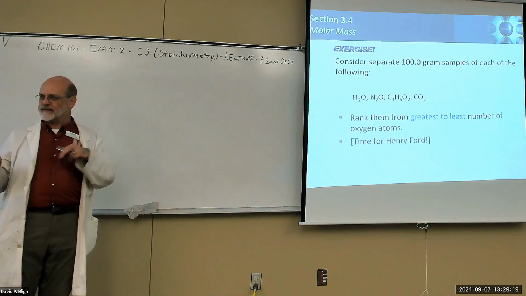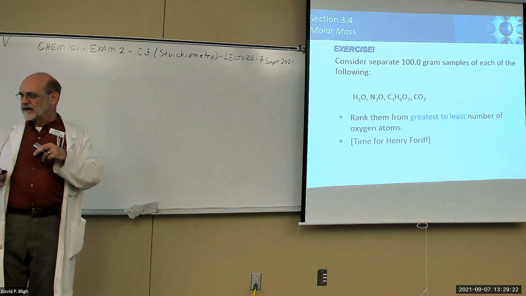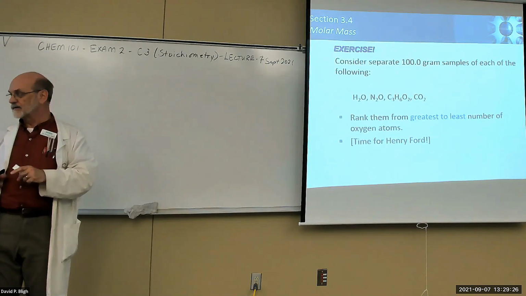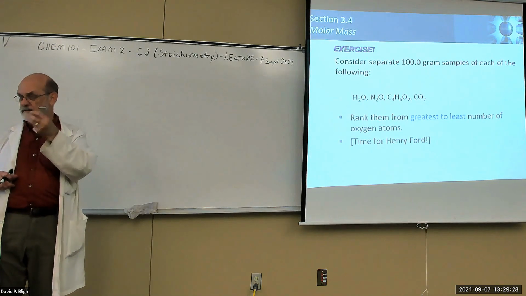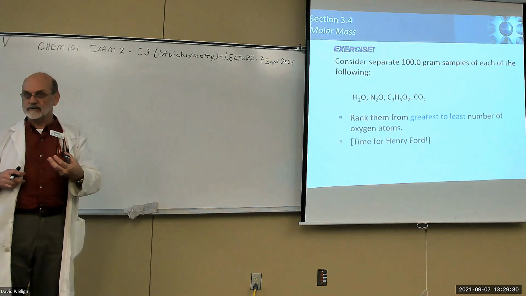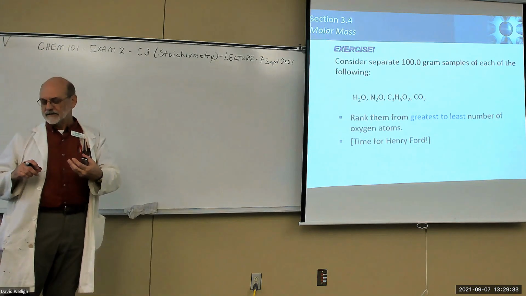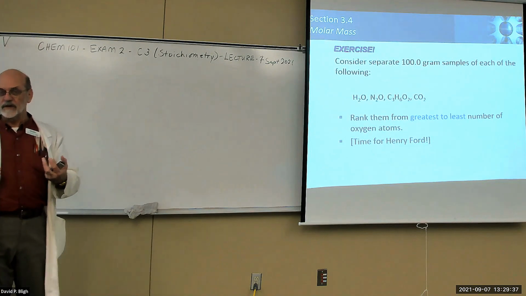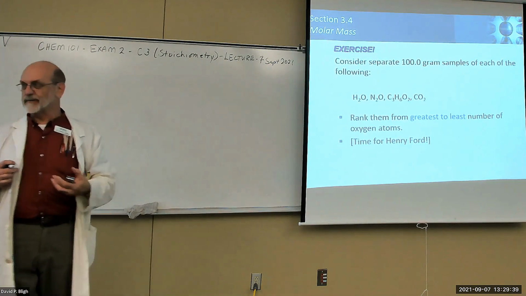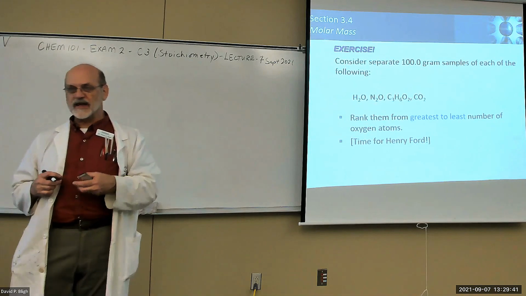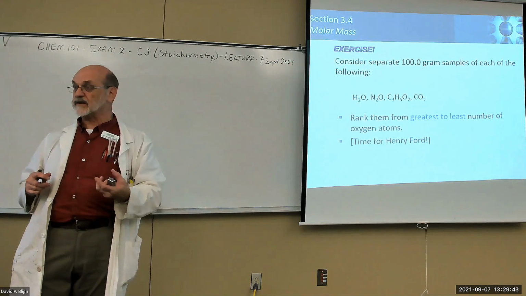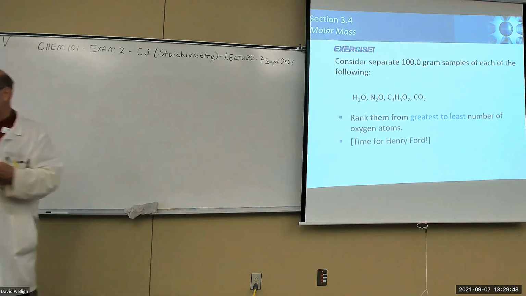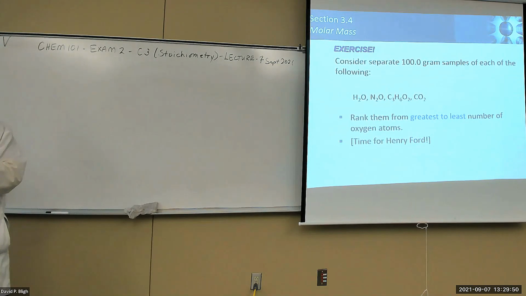When you have a problem like this, recognize that you're going to be doing the same type of calculation for every one. You just change minor conversion factors to get there. So I use Henry Ford, right? What was his claim to fame? The assembly line. He made cars the same way over and over and over again. That's how he could make them so cheap. And originally he said you can have any color you want as long as it's black.